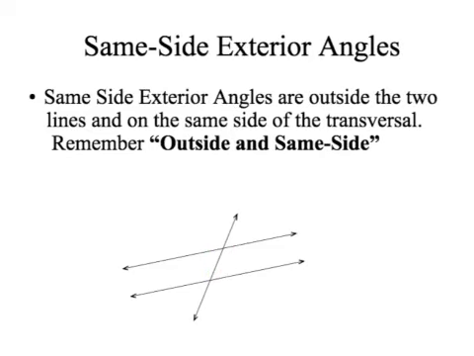And then you have same side exterior, which means if one angle is on the right, the other one has to be on the right also, and you want them outside of your two lines. So they can either both be on the right, like the blue ones, or they can both be on the left, like the red ones. They are outside and on the same side of the transversal.